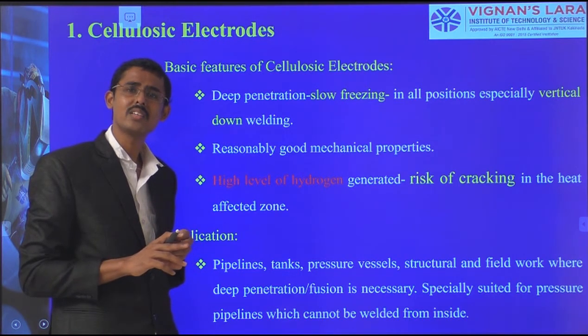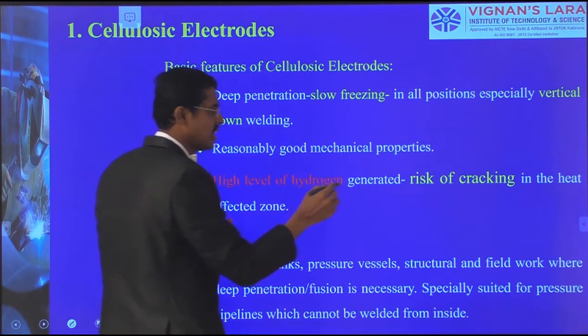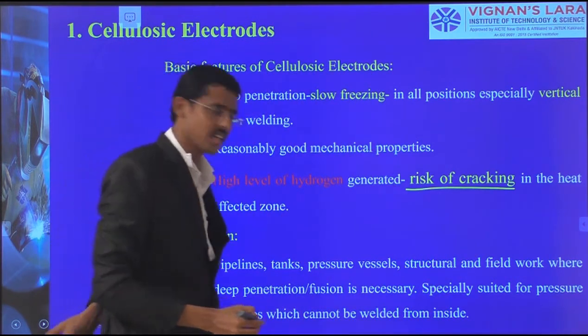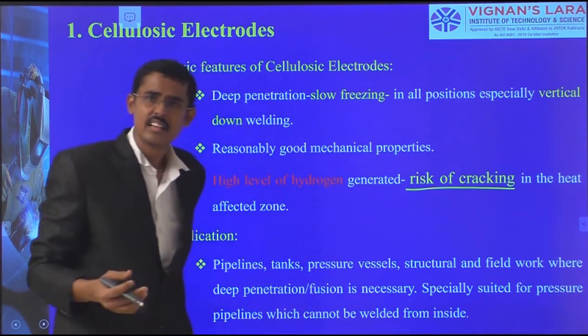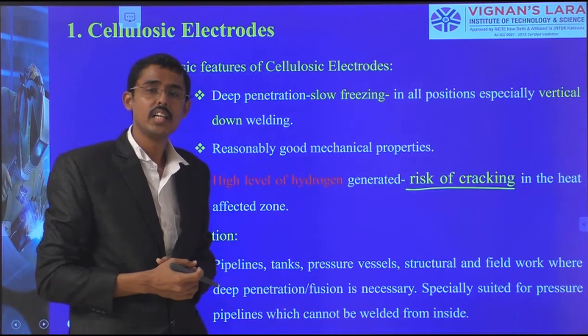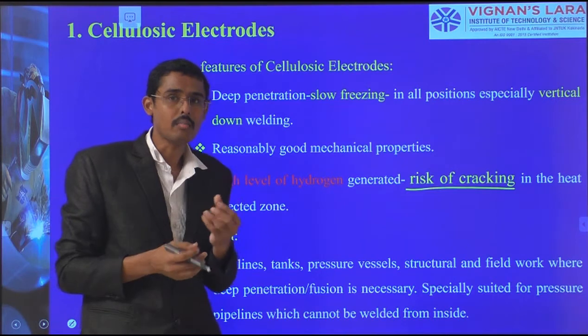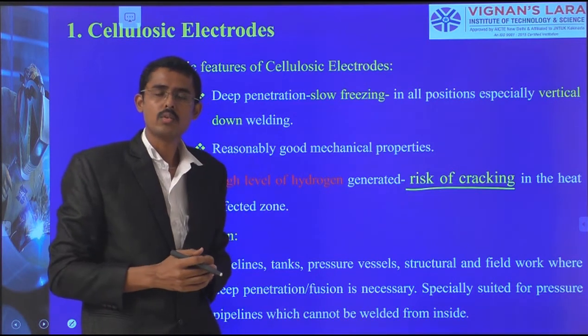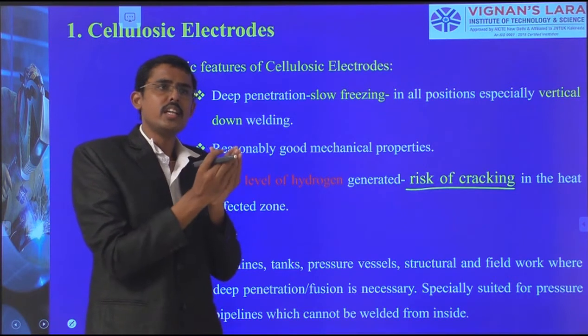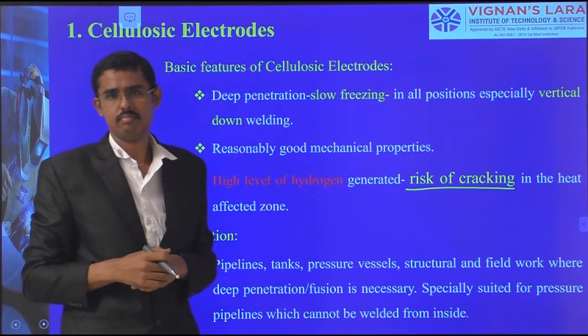What happens? This hydrogen generated makes the risk of cracking. So how is it generated? When the hydrogen is released at a higher temperature, it becomes an individual atom, and its volume reduces. The volume of the atom reduces when it is at the higher temperature.